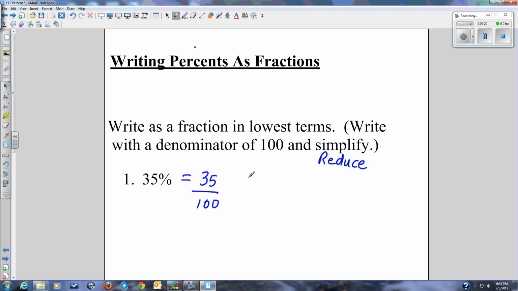Now let's reduce this. Think of a number, preferably the biggest one, that will divide into both 35 and 100, and that would be 5. If we divide each number by 5, 35 divided by 5 gives us 7, and 100 divided by 5 gives us 20. So we have 7/20.